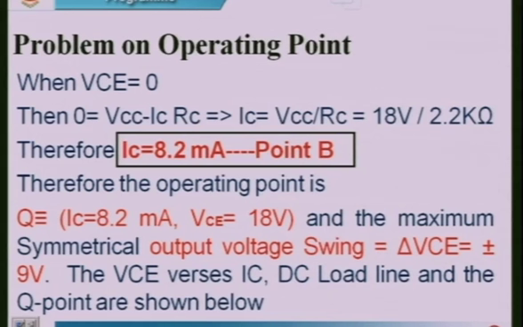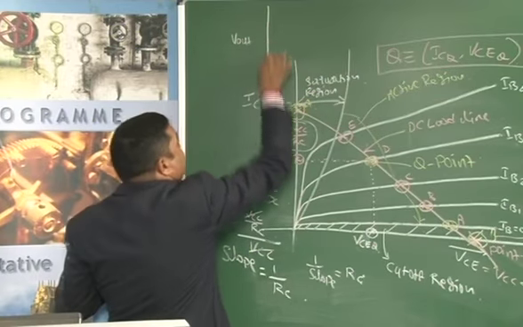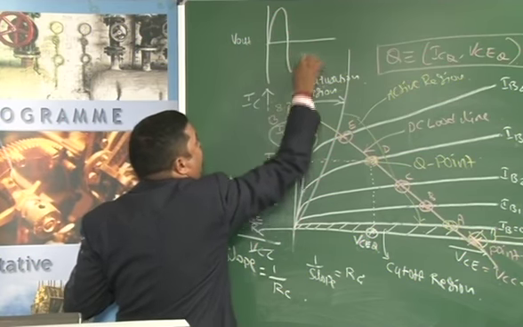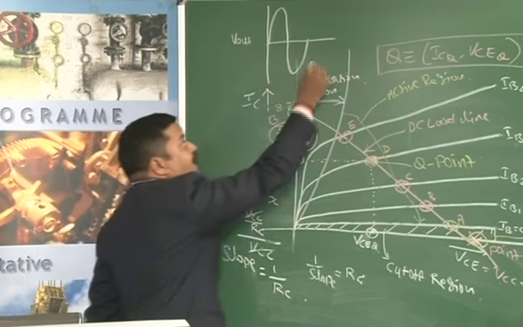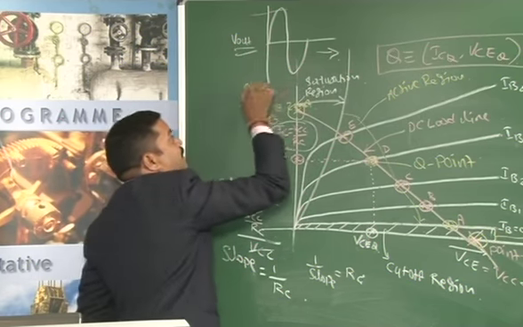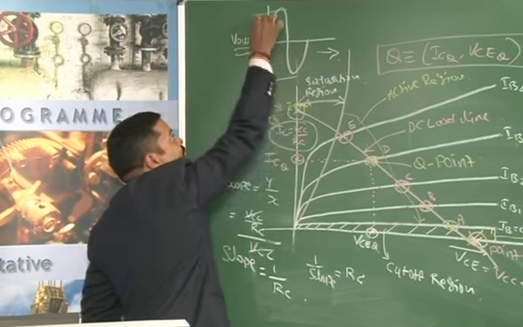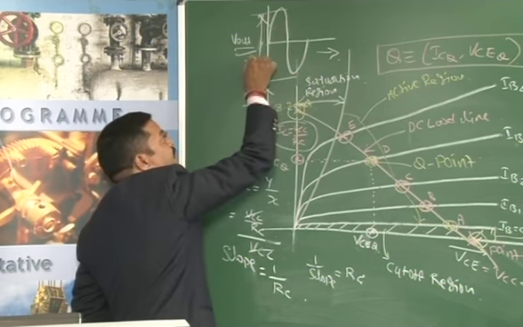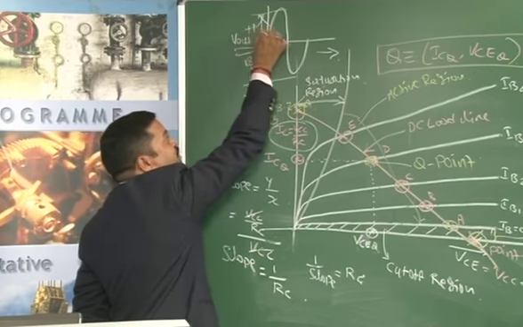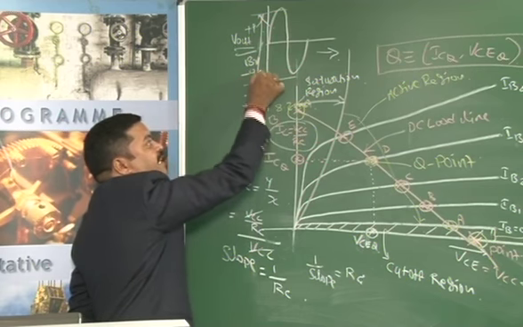And the maximum symmetrical output voltage swing. So what is this maximum symmetrical output voltage swing? When we take the output Vout, as I told you, the positive half should be the same as the negative half, and this is the amplified output voltage. The 18 volts is split; this whole voltage is called 18 volts, and out of this 18 volts, the positive half will be plus 9 volts and the negative half will be minus 9 volts.